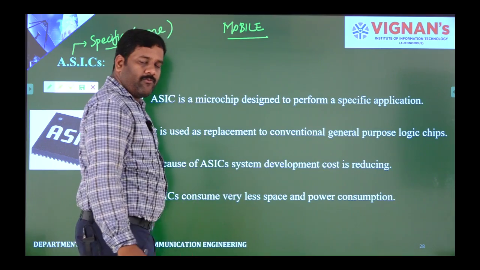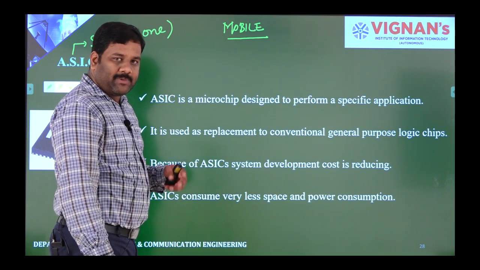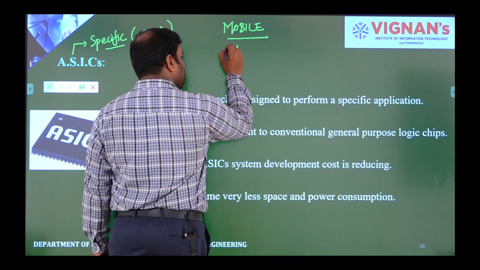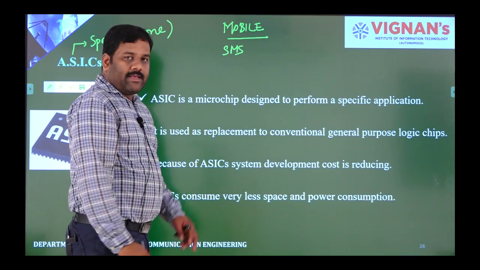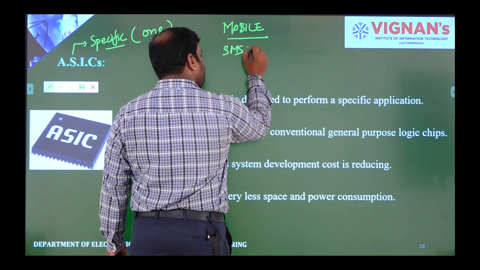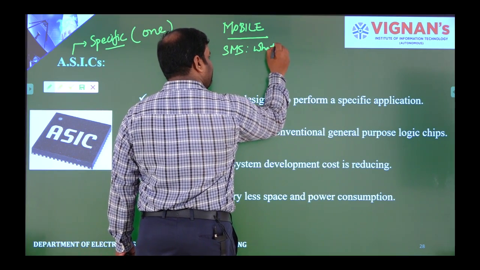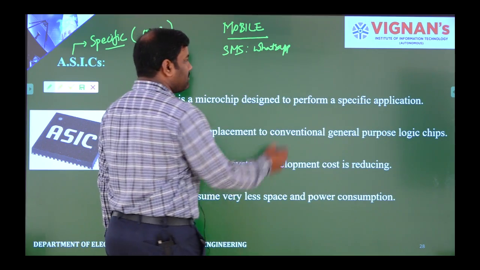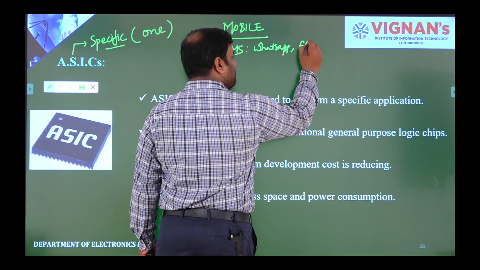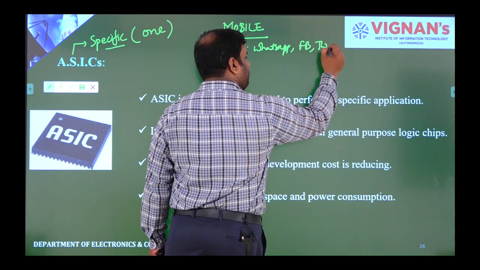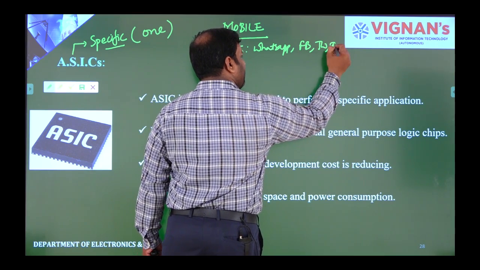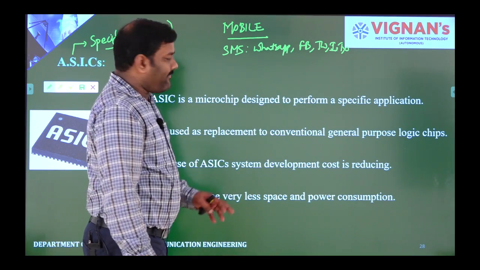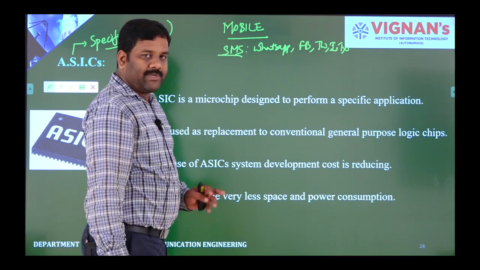So mobile, for what purpose? What is the main purpose of your mobile? You can send messages or SMS. SMS may be through WhatsApp. Even if it is WhatsApp, it is a message, or it may be Facebook, or Twitter, or Instagram, or normal text also. Whichever form it may be, we call it a message.